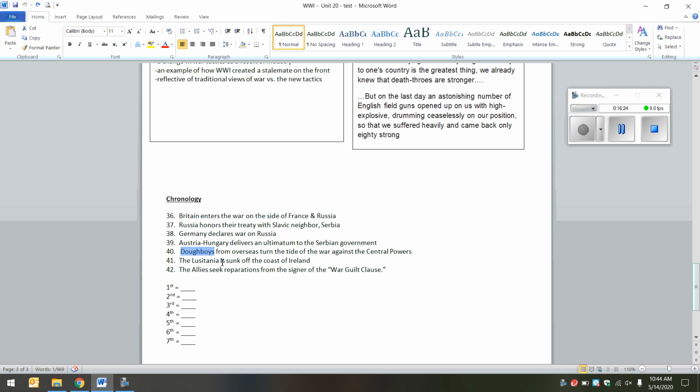Well, we can't go to there next because the Lusitania is one of the reasons we entered the war. So fifth would be the Lusitania is sunk. Then the United States is angry and enters the war. And then after the war, in the Treaty of Versailles, the Allies seek reparations from Germany, who they said was guilty of the war. And that would be the final.